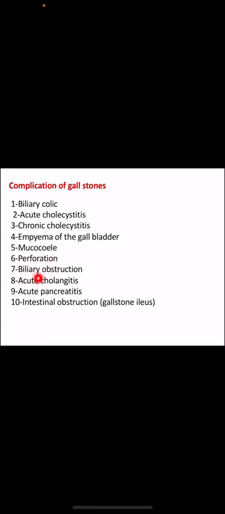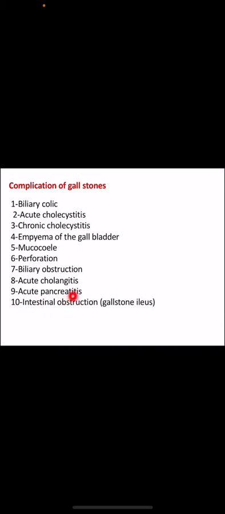Biliary obstruction. Stone from the gallbladder will descend to the common bile duct, and to the lower end of the common bile duct, leading to obstructive jaundice. Acute cholangitis, where we have pain, fever, rigor, and jaundice, and this is called the Charcot triad. Charcot triad means fever, rigor, pain, and jaundice. These are complications of the gallstone.